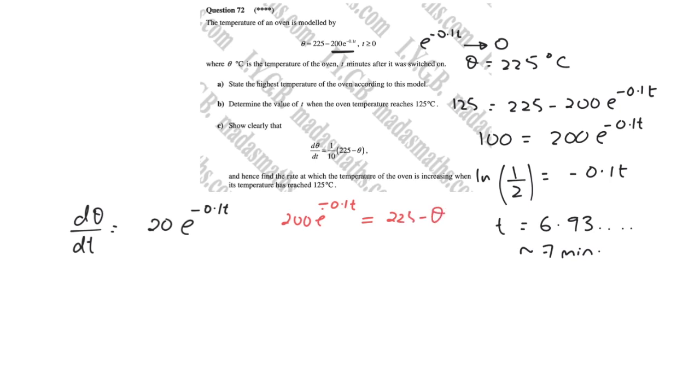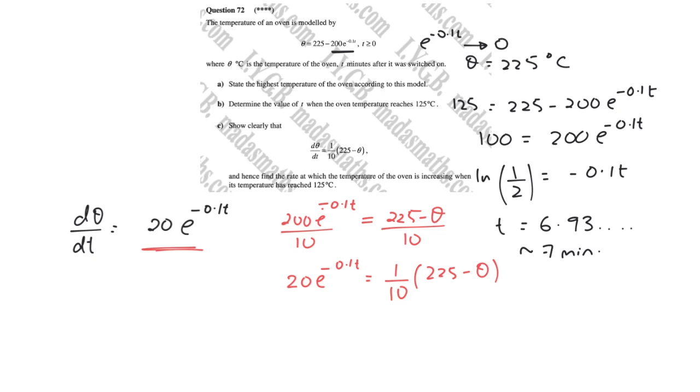So 200 e to the minus 0.1 t is equal to 225 minus theta, yes? Now, because I want 20 e to the minus 0.1 t, I'm just going to divide everything by 10 in this equation here. If I divide everything by 10, I am already one step closer to my answer, right? Because it's 1 over 10 in there. So I get 20 e to the minus 0.1 t equals 1 over 10 of 225 minus theta. And here you go. That's your answer, isn't it?